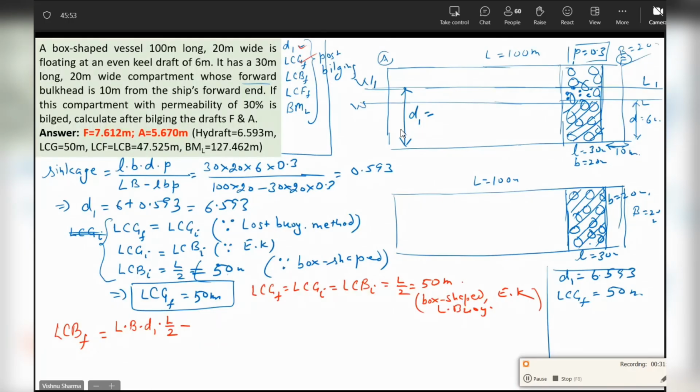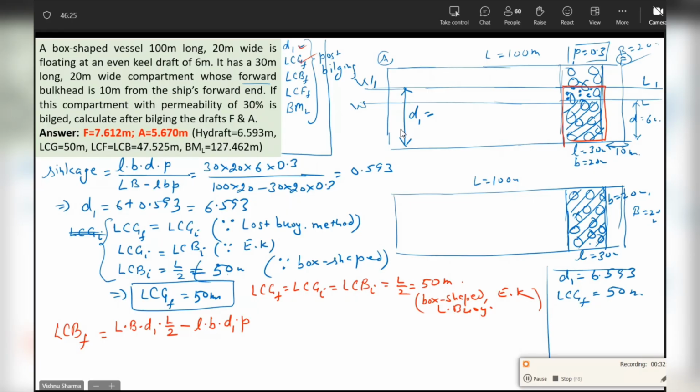Please look at the upper diagram. Tell me the volume in notational form. Small l, small b, D1. What else? Into permeability, into P. Correct. So basically, just for the sake of explanation, you're talking of this volume which is under the water, and with permeability, some of it is not contributing to buoyancy. Am I right? Yes, sir.